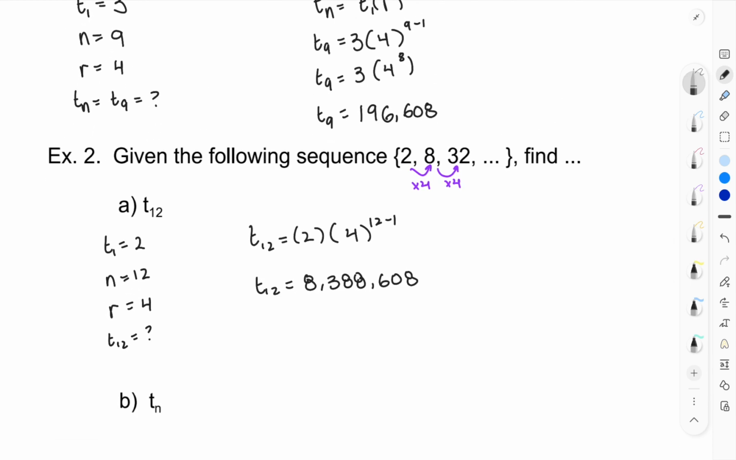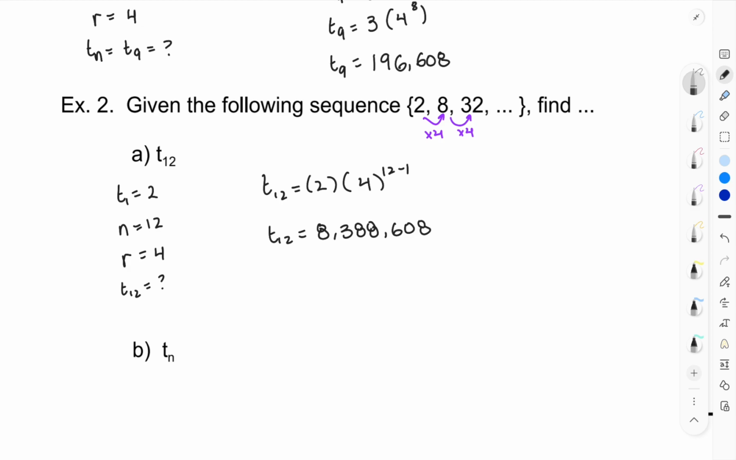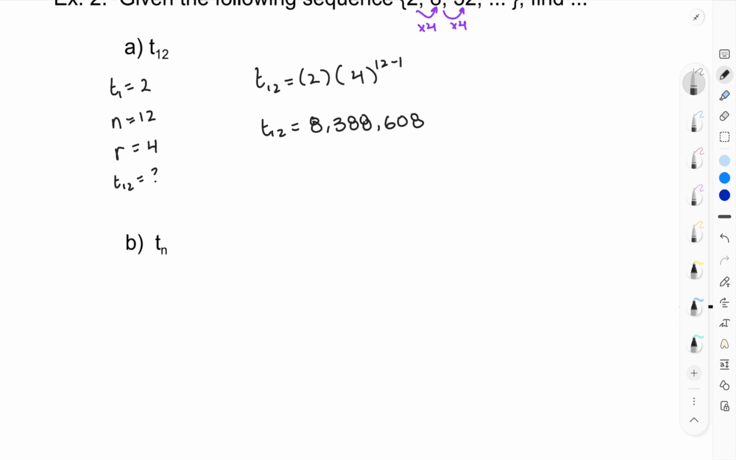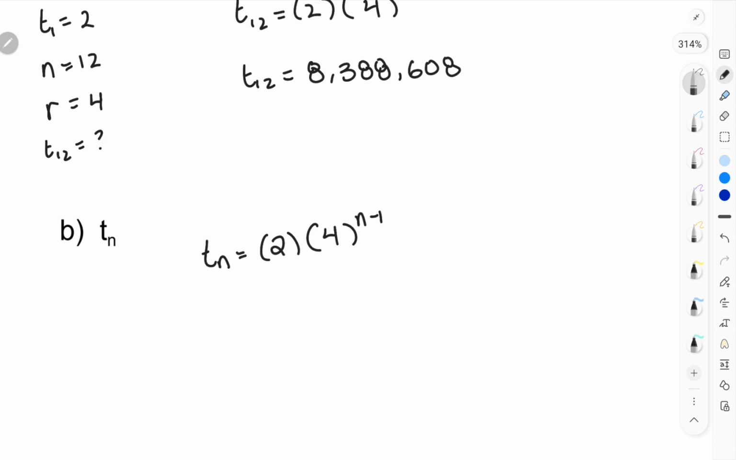The 12th term here is already in the millions. The next term, the 13th term, is already 8 million times 4. So we see that huge growth. If I want to talk about the general term, I take my exact same formula. I still put in T1. I still put in R. And I have this equation here, right?